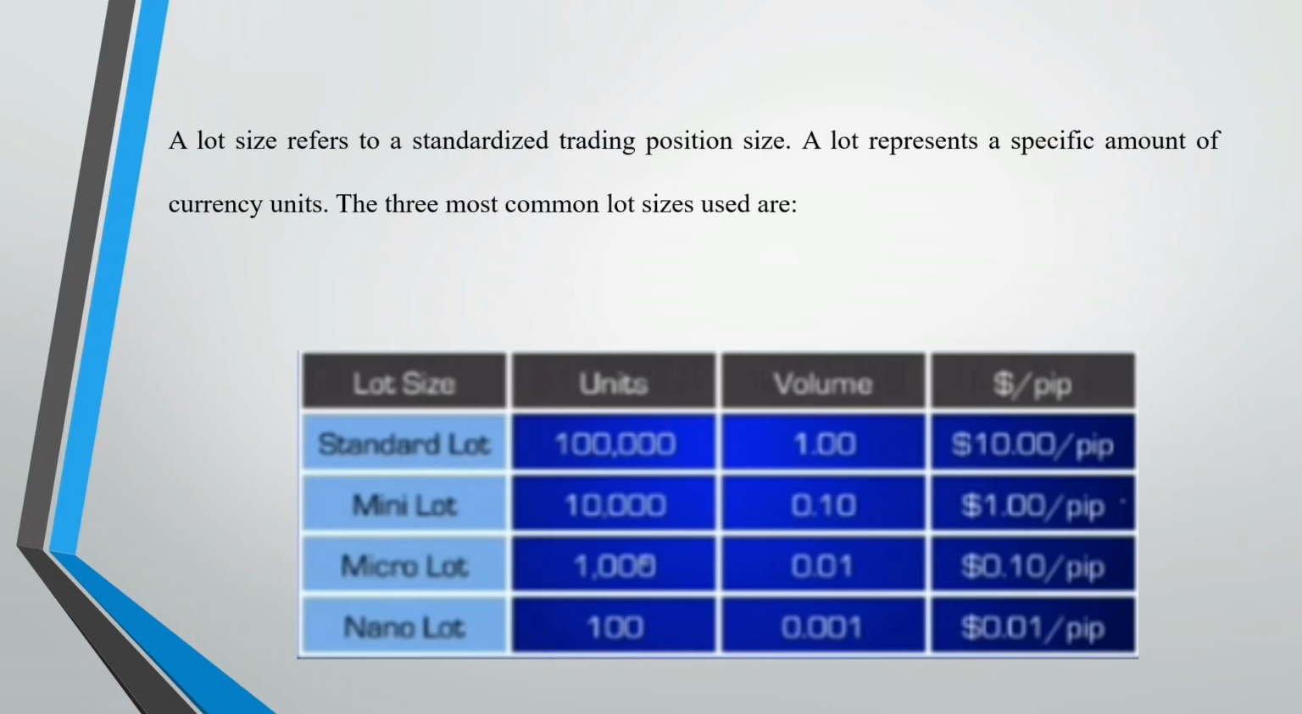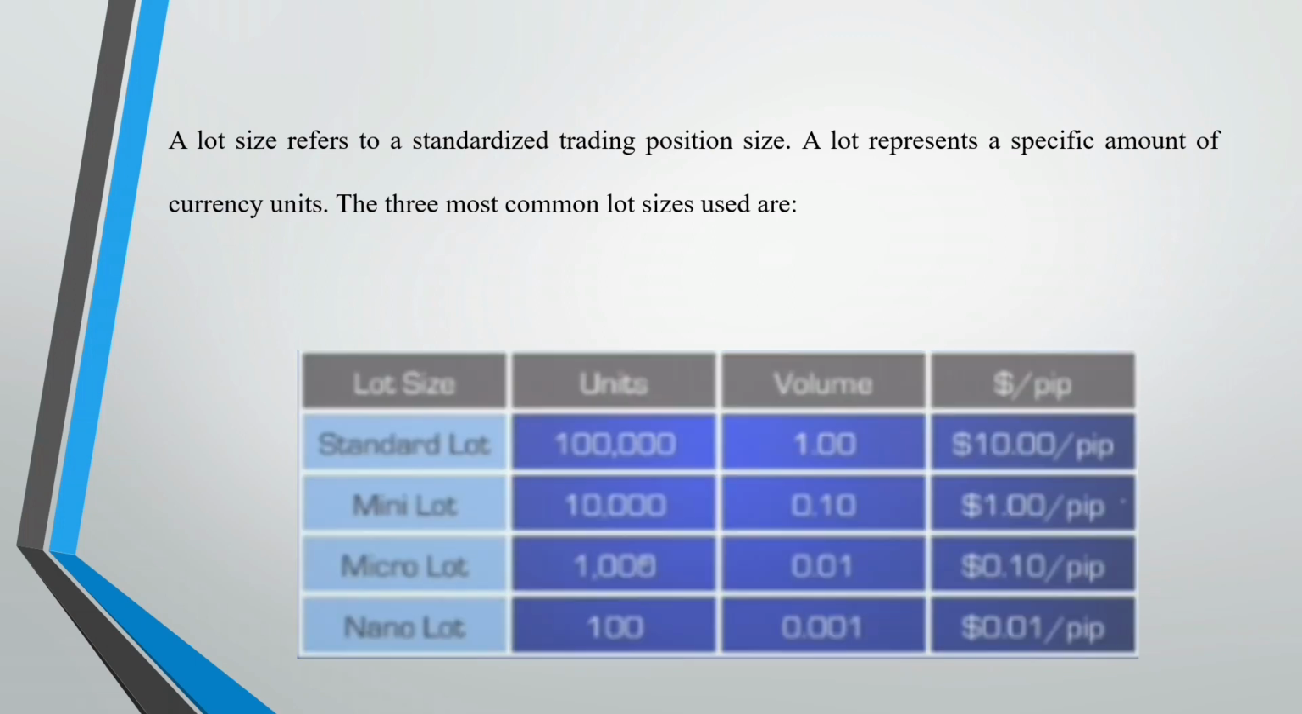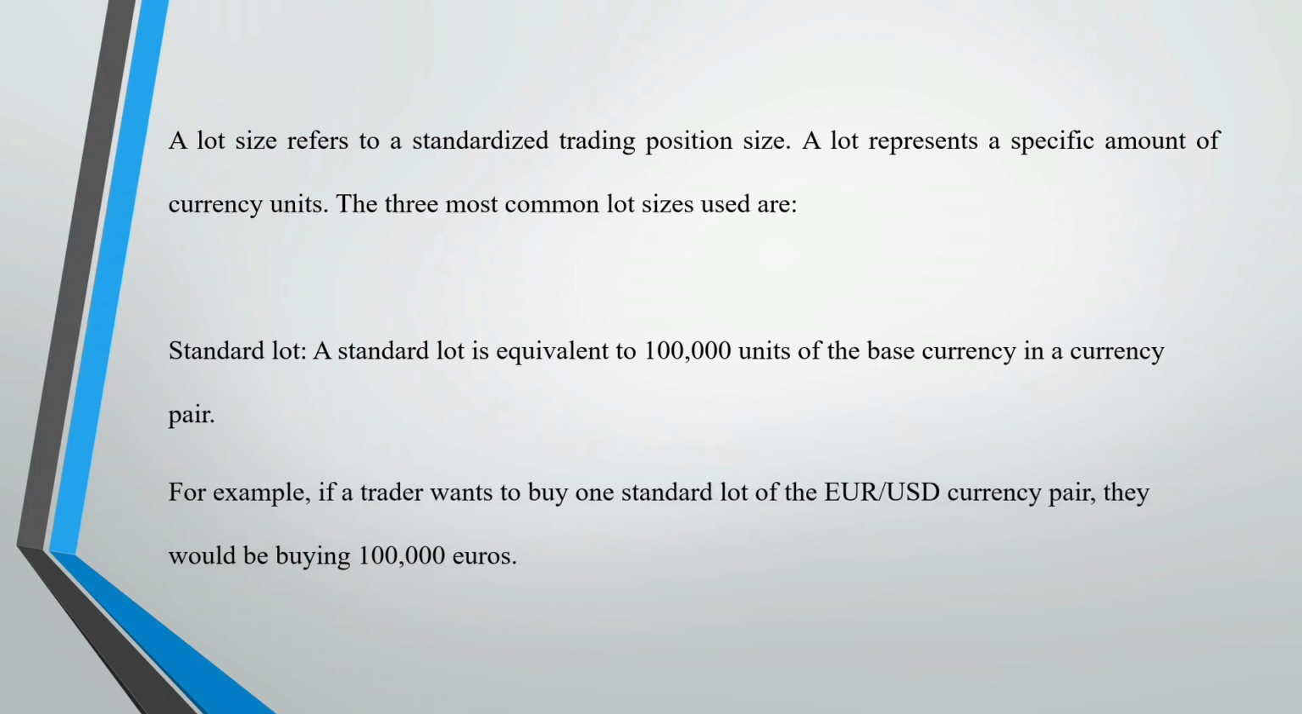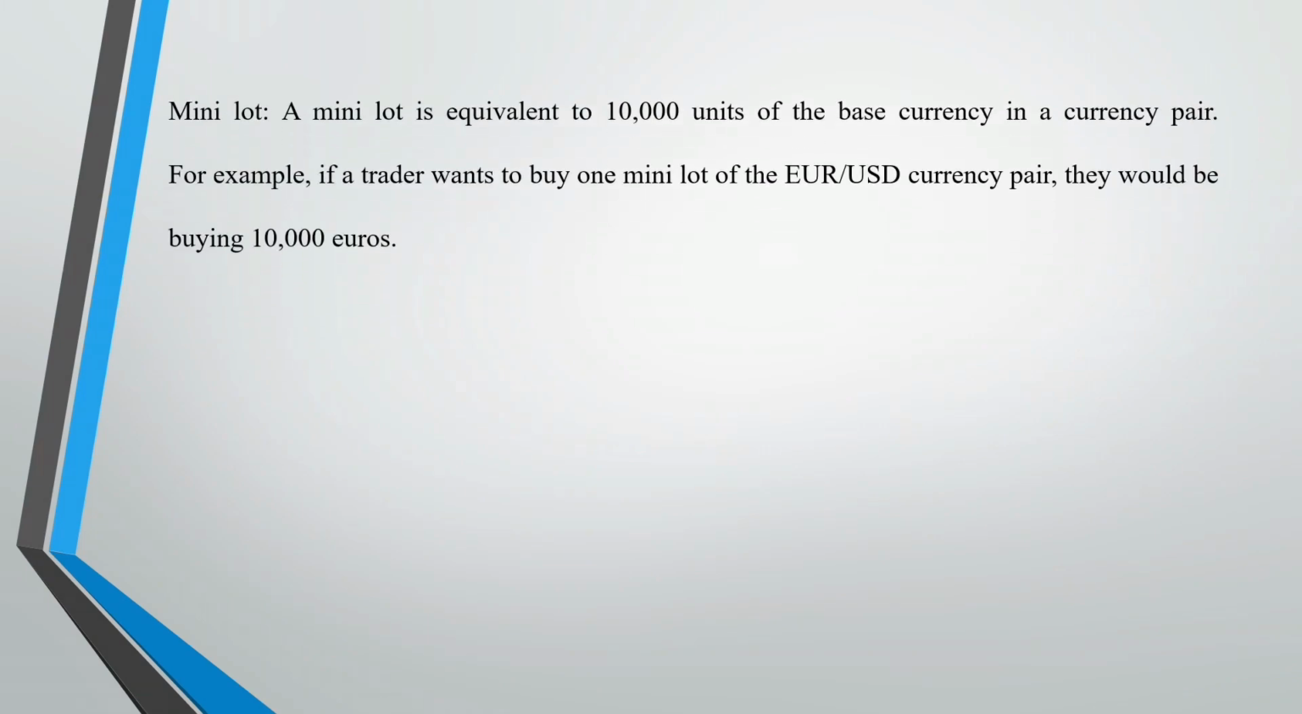A lot size refers to a standardized trading position size. A lot represents a specific amount of currency units. The 3 most common lot sizes used are: Standard lot. A standard lot is equivalent to 100,000 units of the base currency in a currency pair. For example, if a trader wants to buy 1 standard lot of the Euro-USD currency pair, they would be buying 100,000 euros. Mini lot. A mini lot is equivalent to 10,000 units of the base currency in a currency pair.